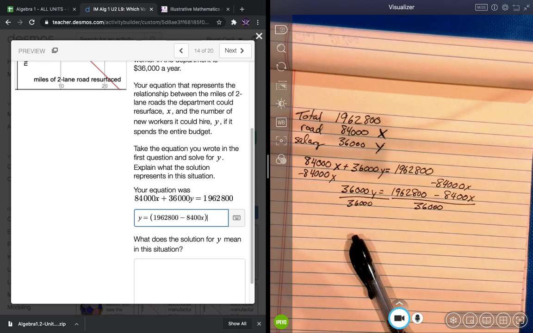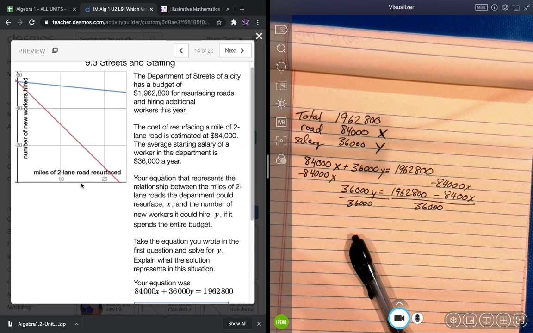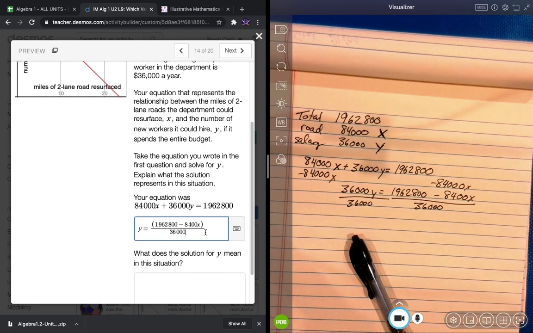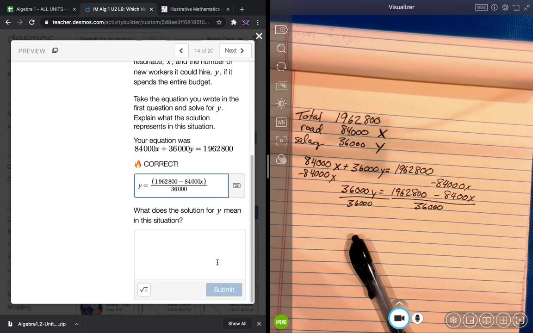That's all going to be over the 36,000. Okay, that should be all over that. And so now that we have that, all right, let's look down here. Oh, I'm sorry, I should have added another 0 there. Not adding my zeros tonight for some reason.